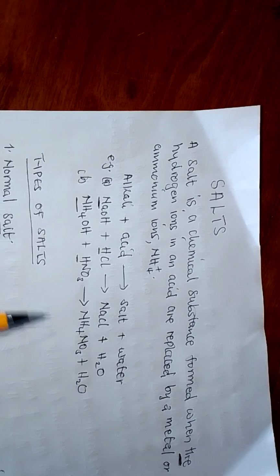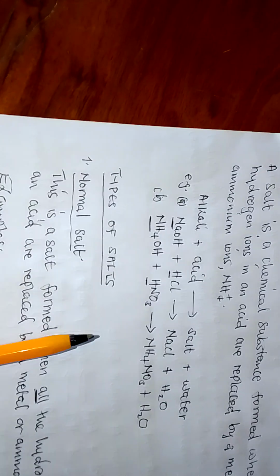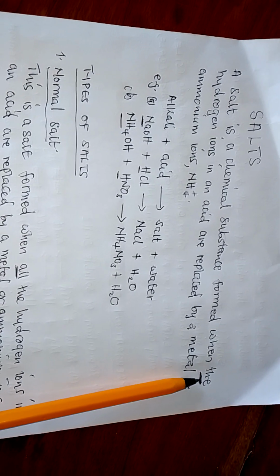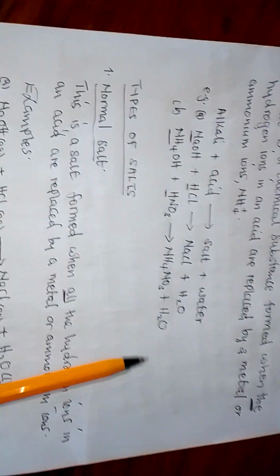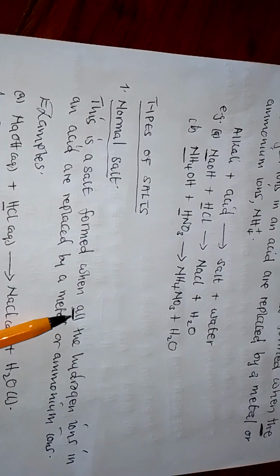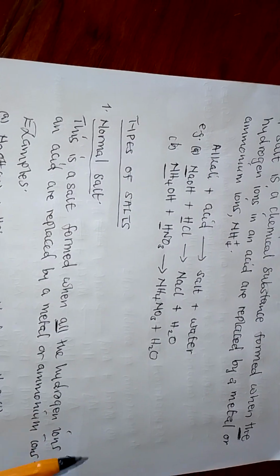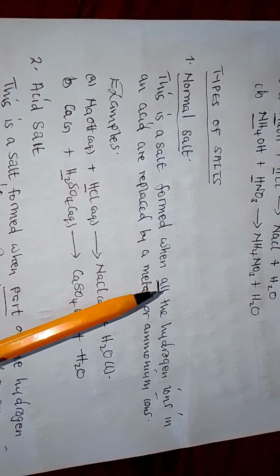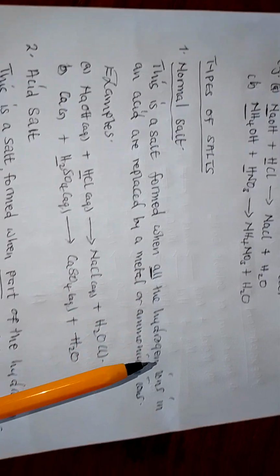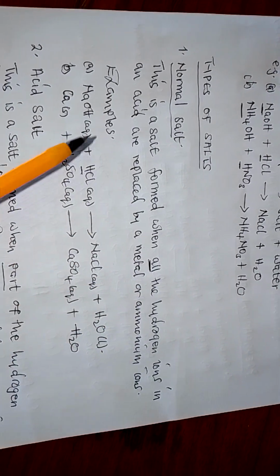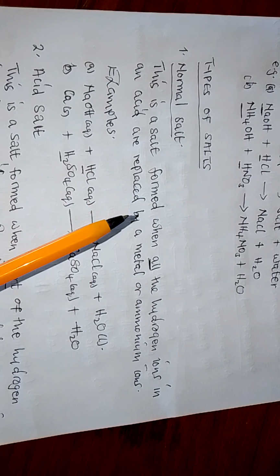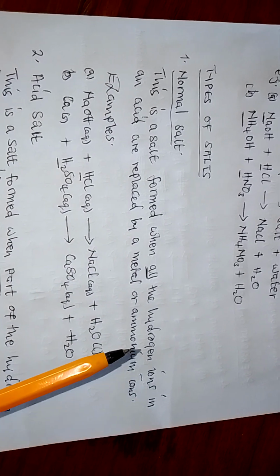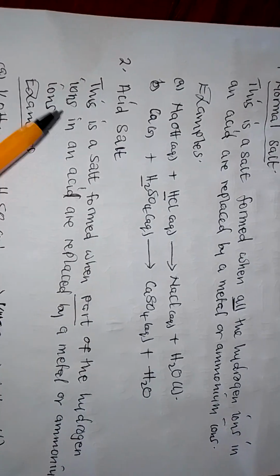Okay, so what I'm saying, to define what a normal salt is, the only difference is where there is "there" here in the first definition, here you are going to put the word "all". Okay? So look at the difference. Normal salt, this is a salt formed when all the hydrogen ions in an acid are replaced by a metal or ammonium ions. To understand what I'm talking about, go to here.